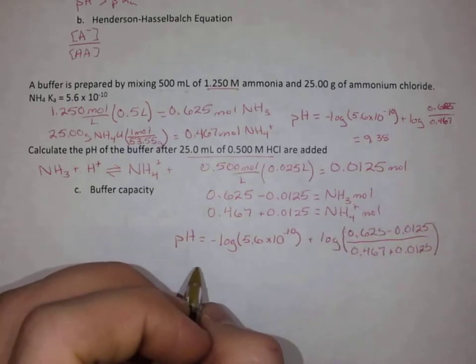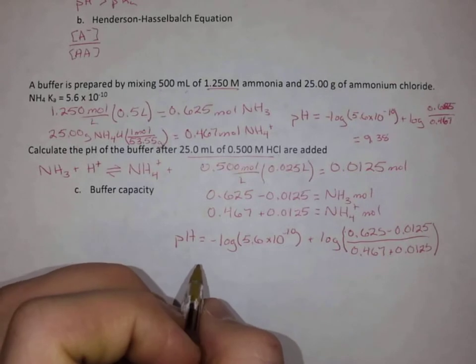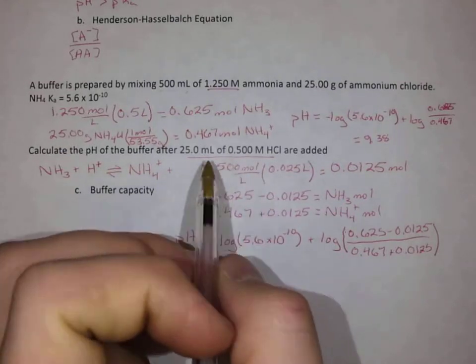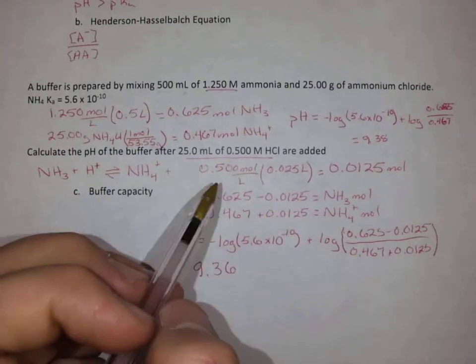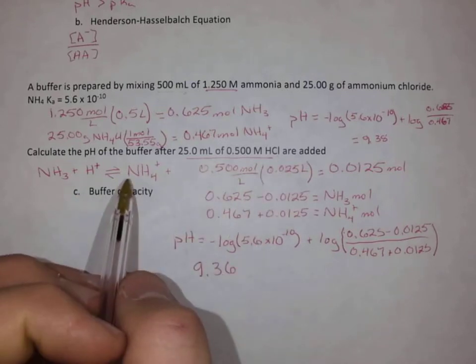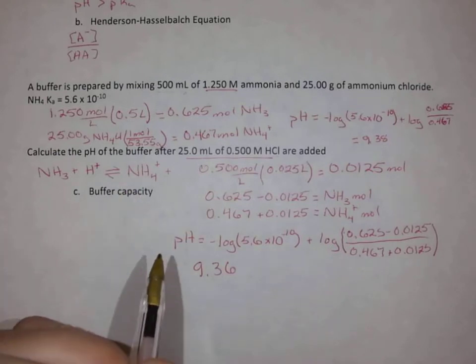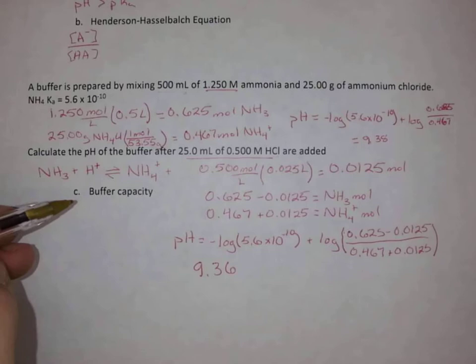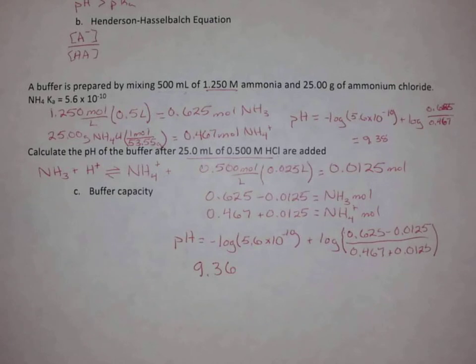So if we go ahead and solve that, and I think I got that right, it should be 9.36. So even though we added a fair bit of our acid, we haven't really changed that pH too much, okay? So the buffer capacity is really just saying, hey, how easily can we change that pH. If we increase the amount of our acid and conjugate base, the components of our buffer, that's going to increase the buffer capacity. It's telling us how easily we can change the concentration, okay?